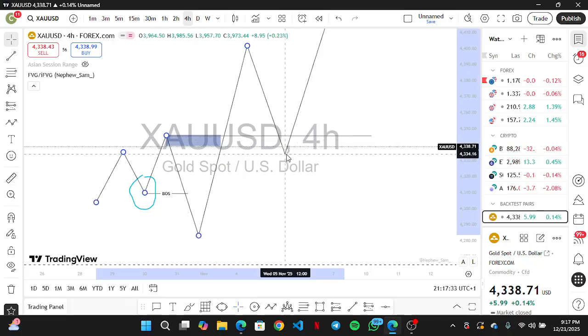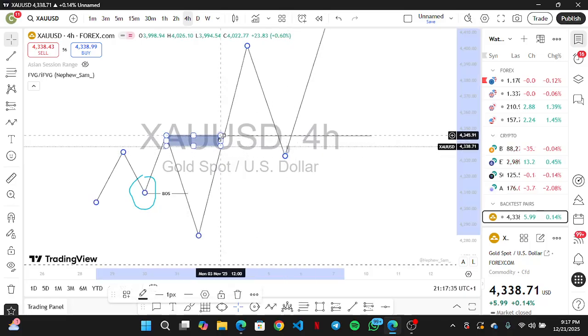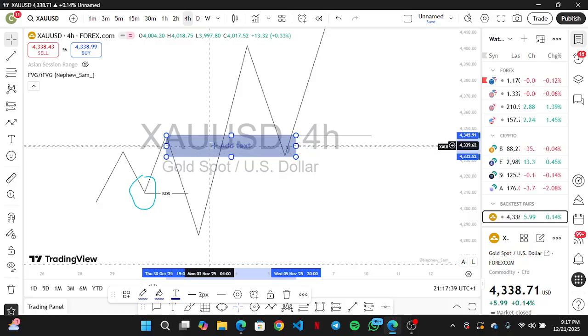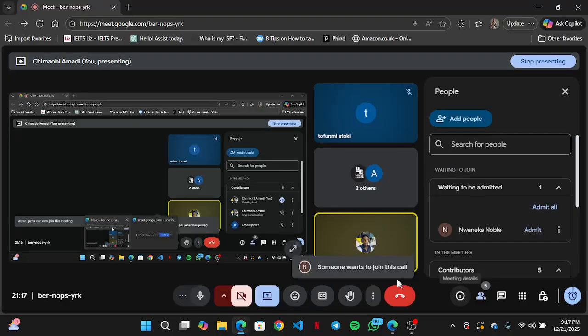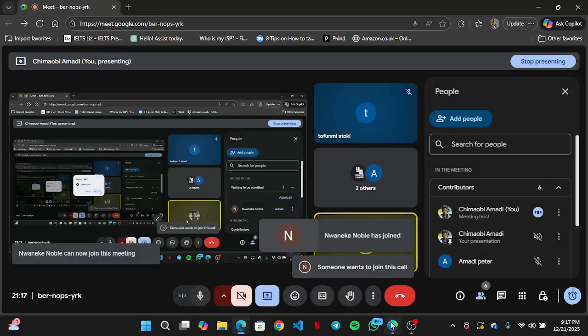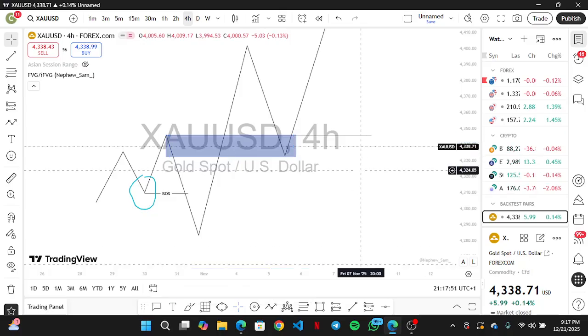Sometimes you can get down here. This entire zone, which was meant to react as an area of resistance before, will turn to an area of support. That's what I'm trying to say. So you need to understand all that.